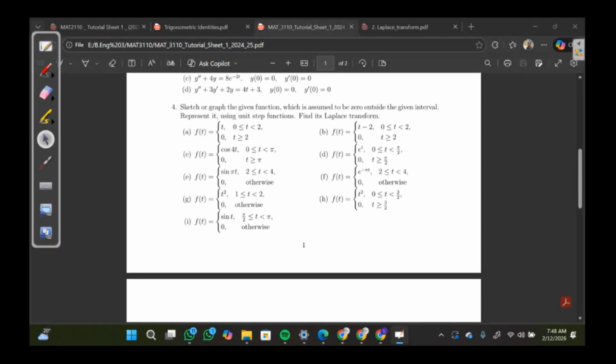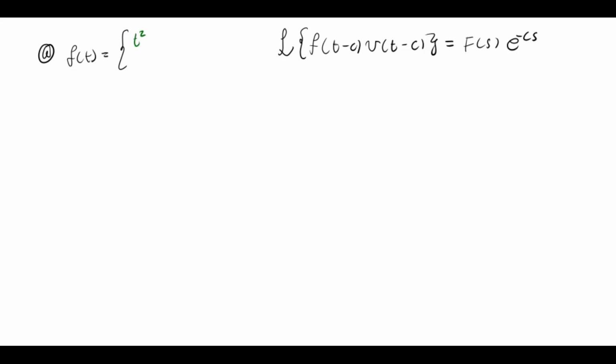So if we now look at question 4G, that is t squared between 1 and 2, otherwise it's equal to 0. So this, once again, is just a matter of writing it as a unit step function. So you have f of t, which is going to be equal to t squared, then we have u of t minus 1 minus u of t minus 2, like that.